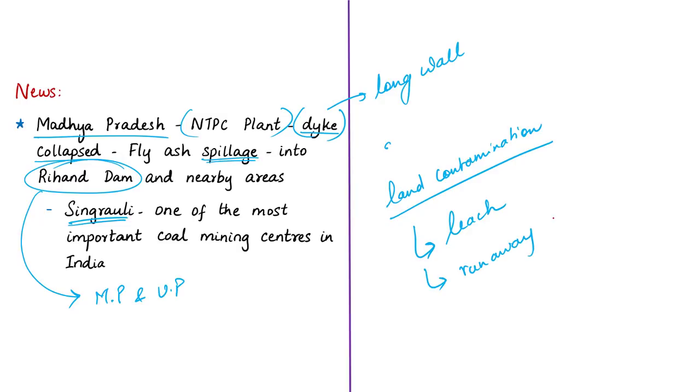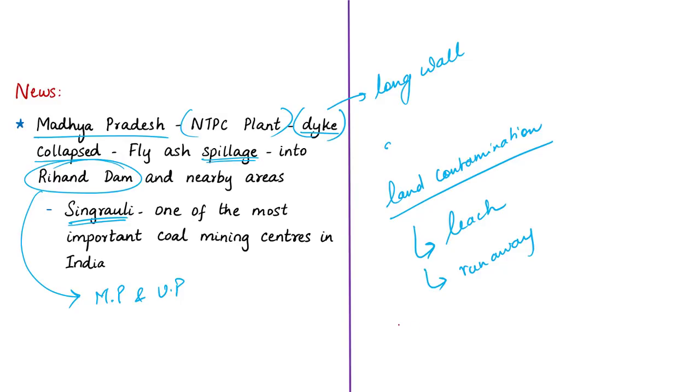Now the authorities are saying that excess rain over a 3 to 4 day period is the reason for the collapse of the boundary wall. And this collapse has led to the fly ash spillage. But it is said that there was no damage to human life, cattle and farms because of the spillage. A team of the pollution control board is visiting the site and they will collect samples. And the board may also impose a fine on the plant for environmental damage.